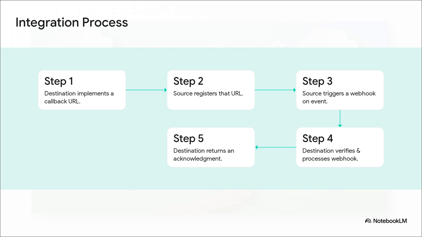1, the destination sets up a callback URL. 2, the source registers that URL. 3, some event happens and the source triggers the webhook. 4, the destination gets the message, verifies it, and processes it. And finally, 5, it sends back a quick, "Got it, thanks." This little acknowledgement is actually pretty important for reliability.